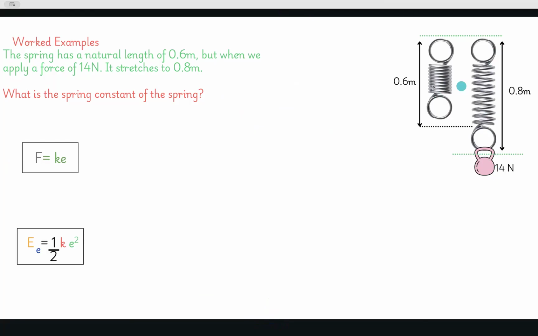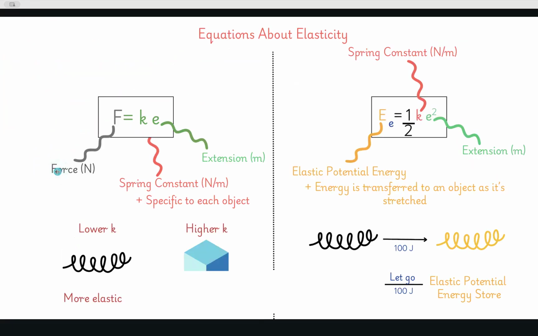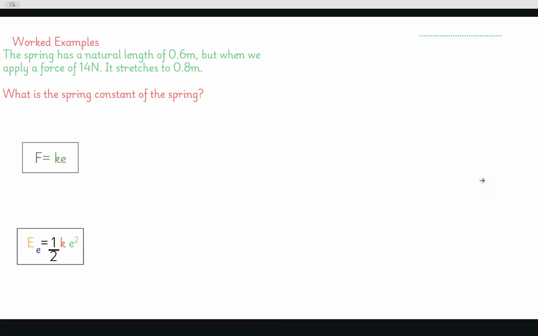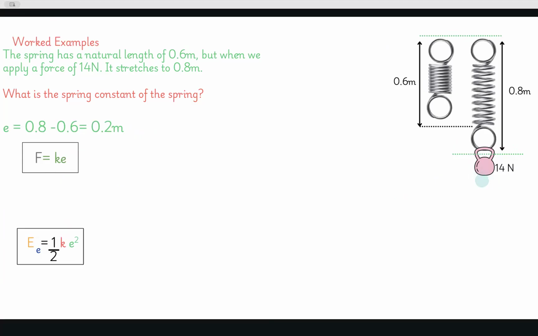So this is a visual example of what's going on. Now, this spring is 0.8, this is 0.6. So the extension is going to be the difference between them. So that's going to be 0.2. And then we're going to just do 14 divided by 0.2 because we're going to rearrange this to find the spring constant, which is going to be 70 newtons per meter.